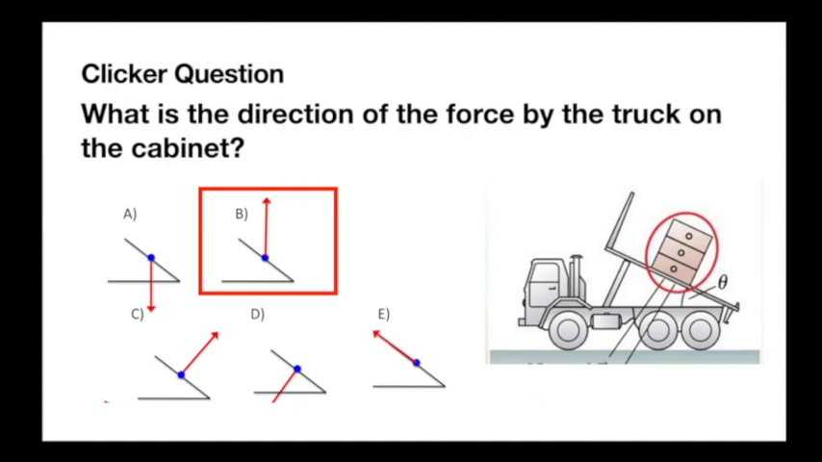Yeah? Is the only way to cancel out the magnitude of the force of gravity pushing down to accelerate directly upward? Yeah, or to provide a force, but yeah. Exactly. So gravity points directly down, so we need a force that's directly up. But that force can be made up of other forces. So this is the total force of the truck on the cabinet, yeah?